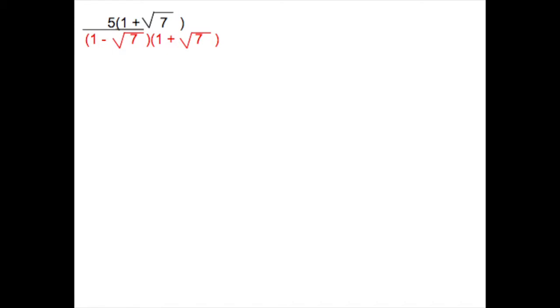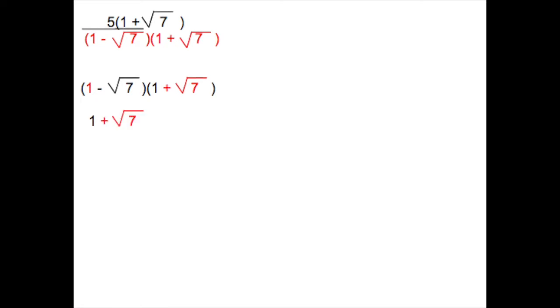Let's simplify our denominator. In multiplying two binomials, like we have here, we have to multiply each term in the first binomial by each term in the second binomial. We'll start by doing 1 times 1, which is 1. 1 times a positive square root of 7, which is just a positive square root of 7. Next we will do negative square root of 7 times 1, which is a negative square root of 7. And lastly, negative square root of 7 times positive square root of 7 is negative square root of 49.